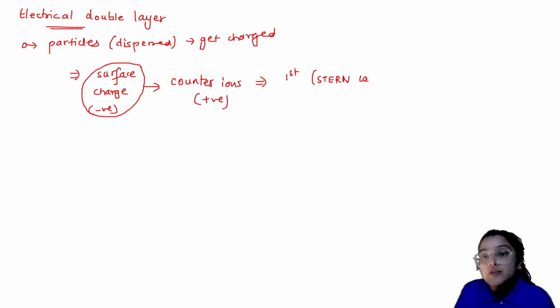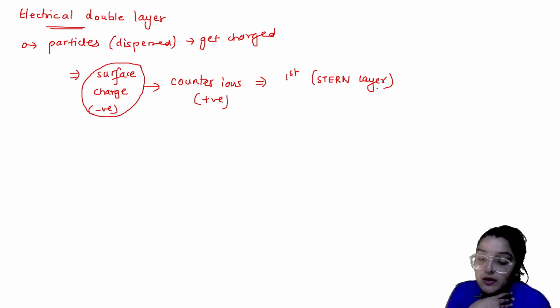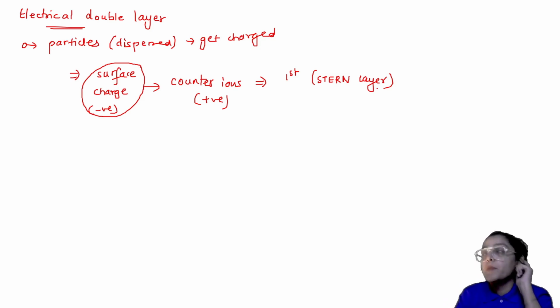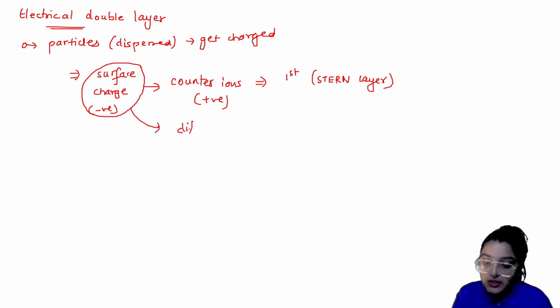I'll make the diagram which will make it even clearer. Firstly, understand, I have mentioned that the dispersed particles get charged. Now this charge is going to influence the distribution of ions in the medium which surrounds your solid particle. Now if the surface charge of the particle is negative, corresponding counter ions, suppose the positive charge, are going to be around it, forming a first layer, that is your Stern layer. Now the second layer of charge will be your diffuse layer.